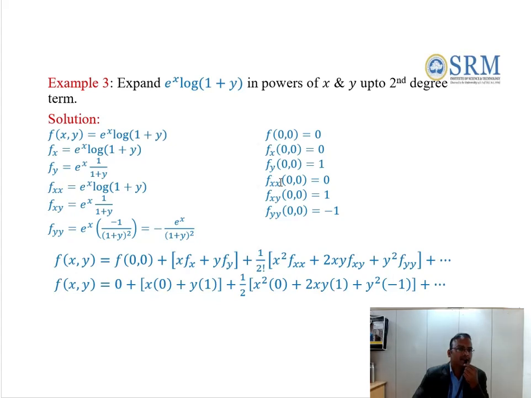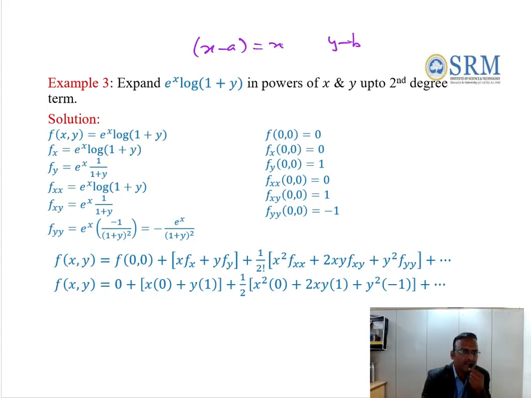Yes, let us see the next example. Expand e power x into log of 1 plus y in powers of x minus y. In powers of x minus y means we have to write it in the form x minus a and y minus b.